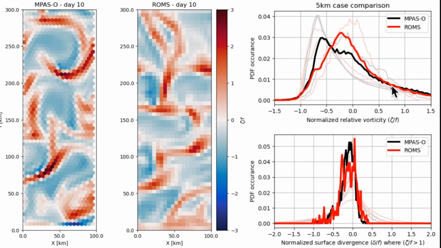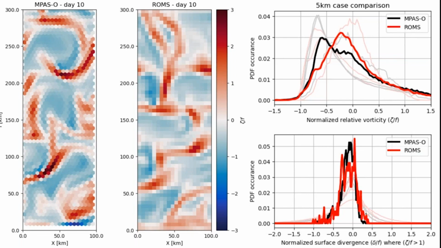But when we do a histogram comparing these, you can see that they're, again, similar in the frontal regions, and in these flows that are less energetic, the divergence fields are a little closer to each other. Now these simulations were sort of our first cut.